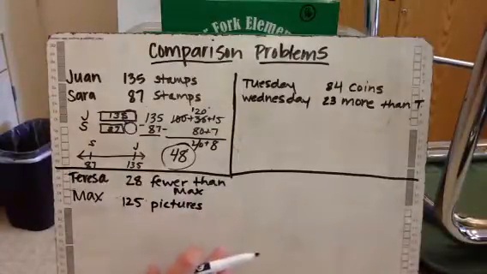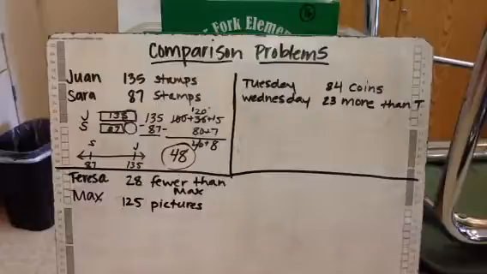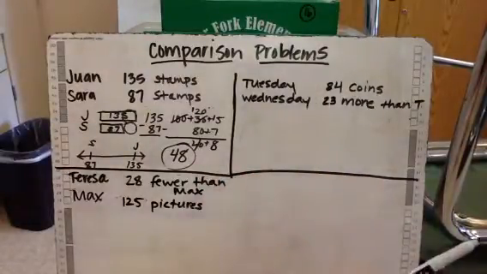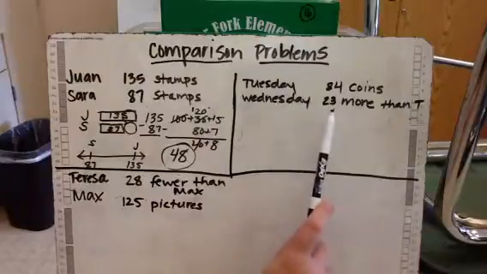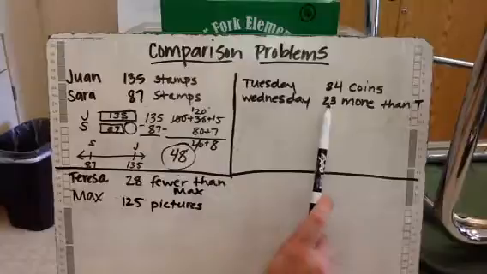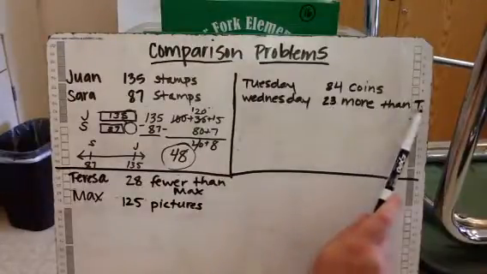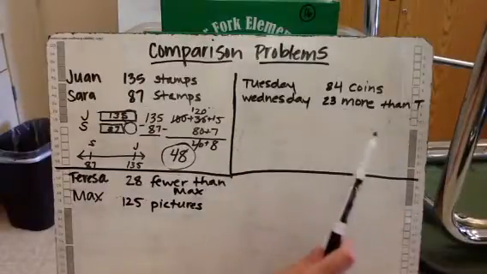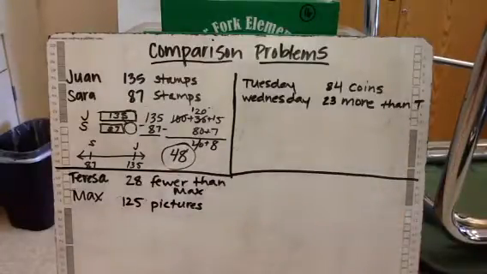Now let's move on to a little bit more complex problem, and you'll see why in just a moment. So Tuesday we got 84 coins at the arcade, and Wednesday we got 23 more than Tuesday. That's an important wording. It's not 23 coins on Wednesday, it's 23 more than Tuesday. So that's just a hint about Wednesday. I'm trying to figure out how many coins I got on Wednesday.